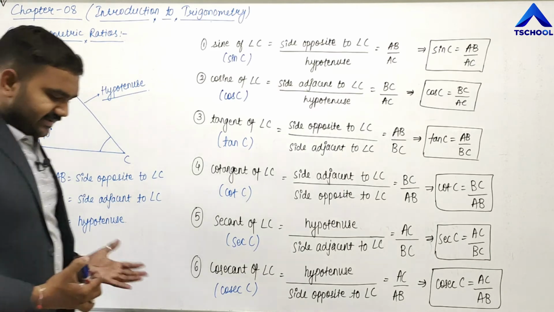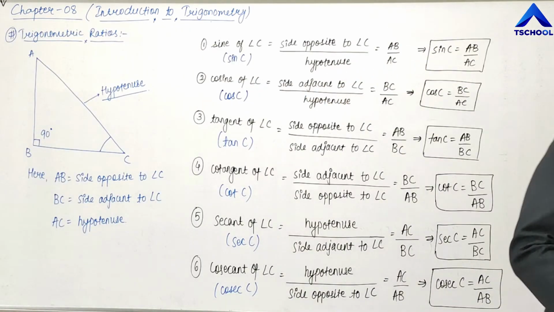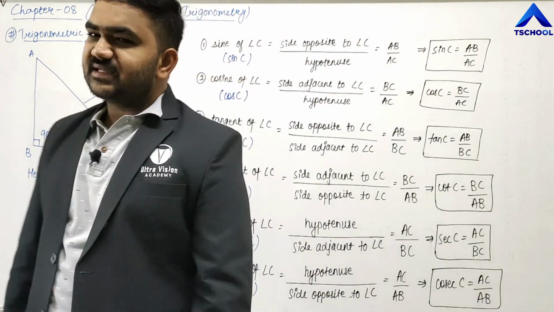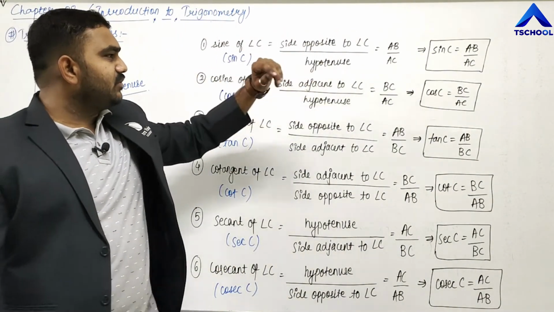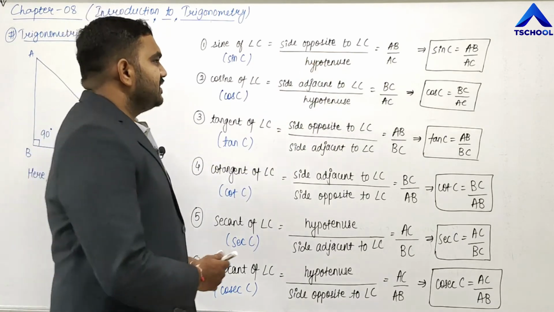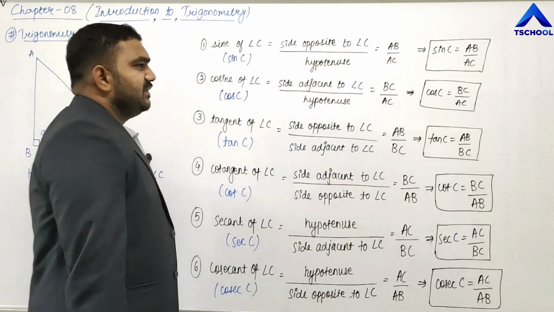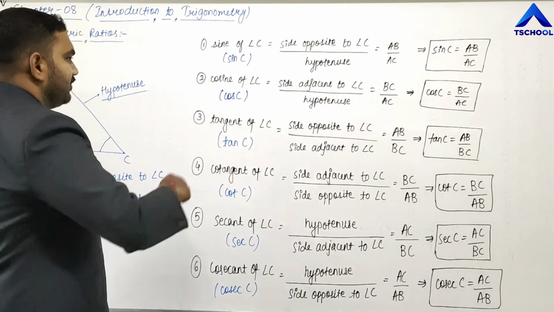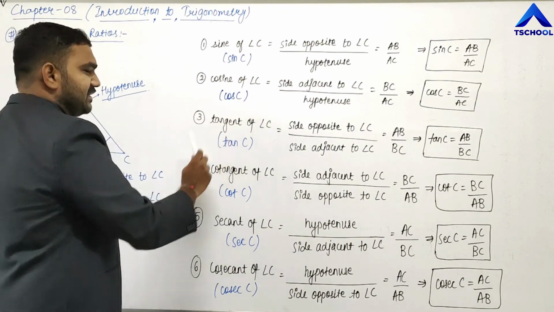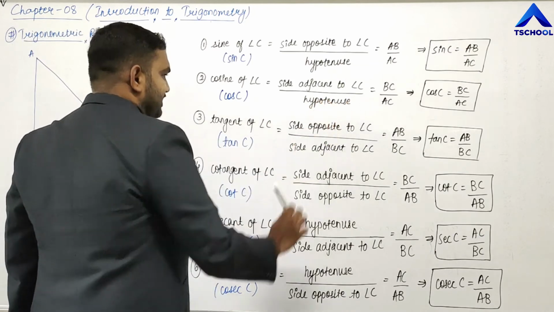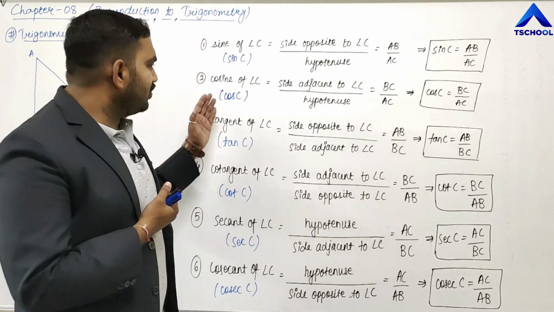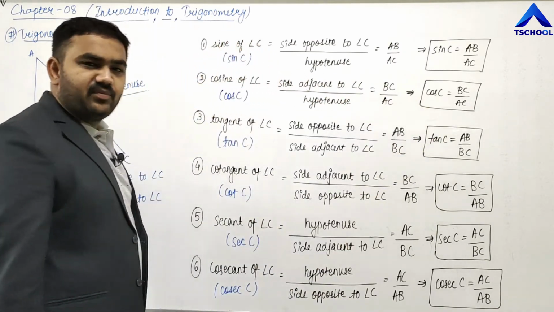Right? So again, let us quickly discuss what are the trigonometric ratios that we got from this triangle. That is the first one, sine of angle C, that is sine C, is equal to side opposite to angle C upon hypotenuse, which is written as AB upon AC. That means sine C is equal to AB upon AC. The second one, cosine of angle C, that is written as cos C, is side adjacent to angle C upon hypotenuse, written basically as BC upon AC. So directly cos C is equal to BC upon AC.